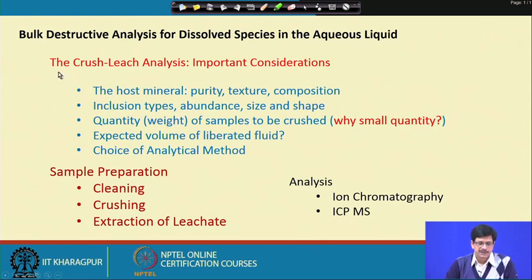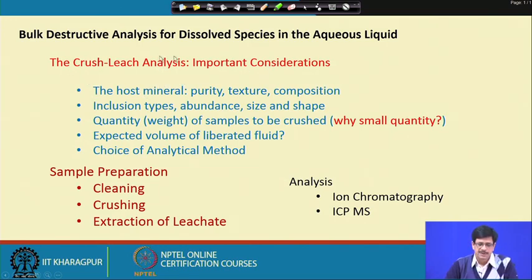If we start with the bulk destructive analysis for dissolved species in the aqueous liquid, here we are limited to releasing only the aqueous liquid part and analyzing it for the dissolved anions and cations. One such procedure, followed for a long time now, is the crush-leach analysis. Essentially it means that we take a particular weight of sample and crush it in deionized water, double distilled water, purified, ultra pure water, which is free of any dissolved species that we are interested to analyze, then release the content of the fluid into that medium of pure water, and then take the content and analyze it by some suitable instrumental methods.